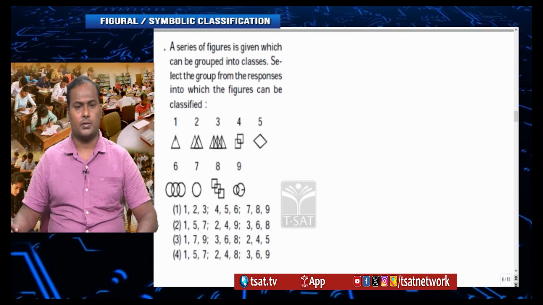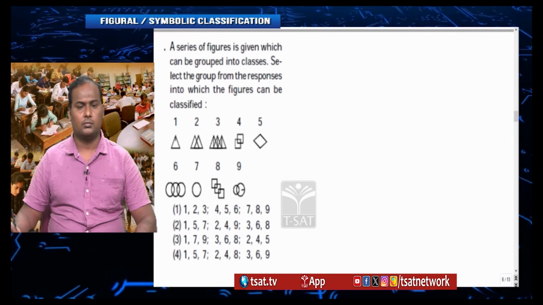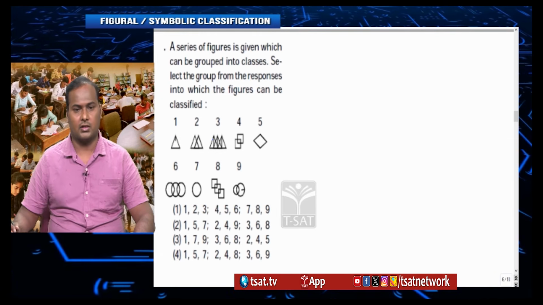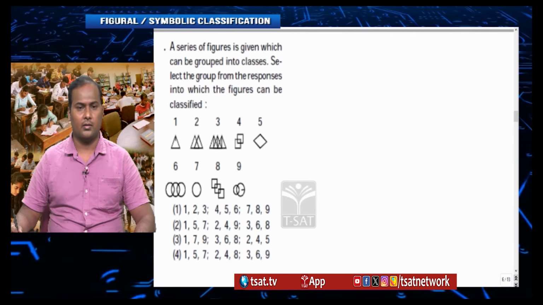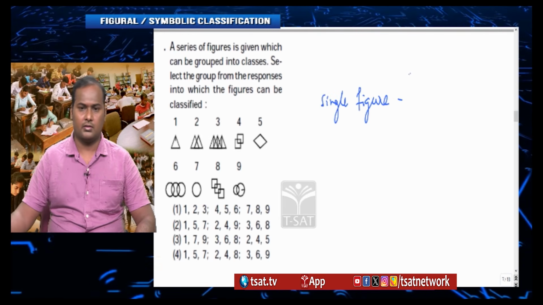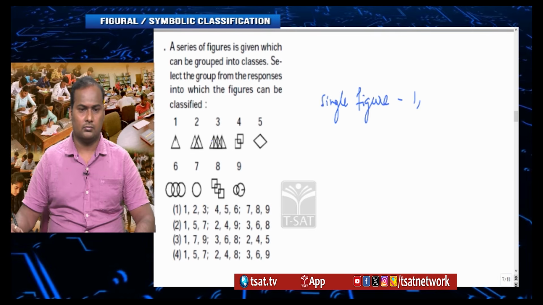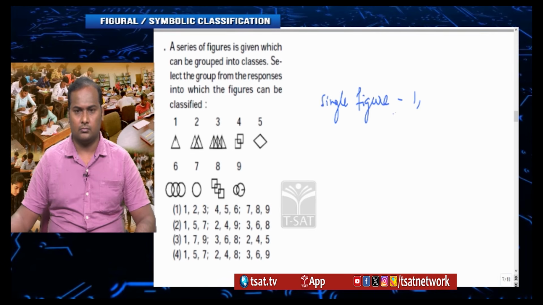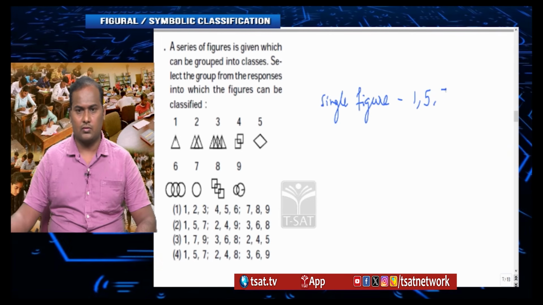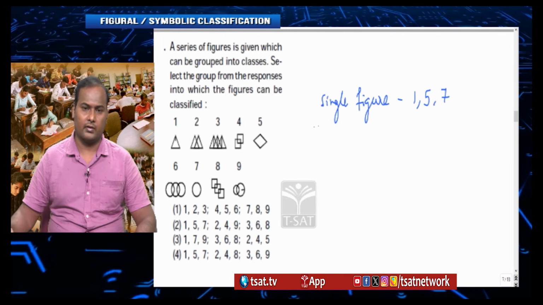The moment you see the question, what can you observe? I can observe single figures, double figures and triple figures. So, by seeing that you can go for the answer. So, what are single figures? Figure 1, triangle, then 5, then 7. So, 1, 5, 7 are single figures.